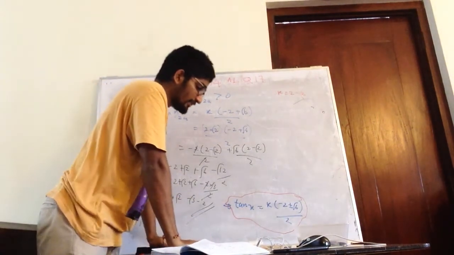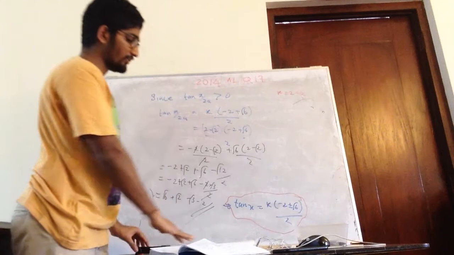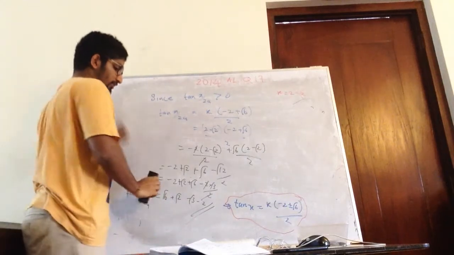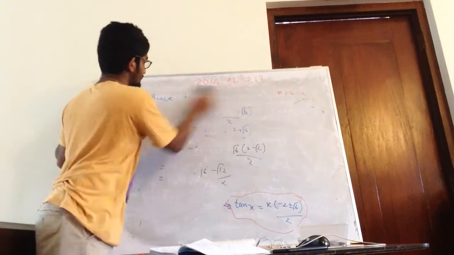Right, so then they are asking us to sketch the graph of y equals 2f(x) for the given x range.